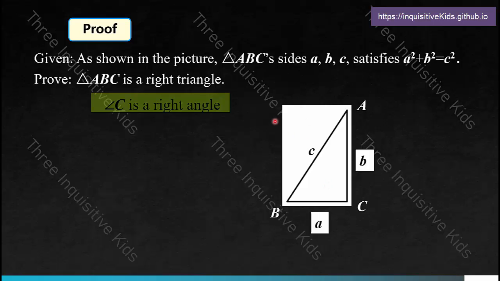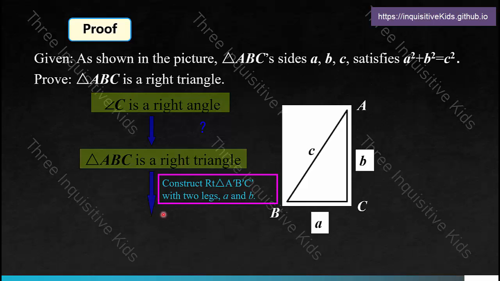All right, let's look at this. So, is angle C a right angle? We don't know. Well, we don't know if this is true, but if it is true, we know that triangle ABC is a right triangle. So we can first construct right triangle A'B'C' with two legs a and b, and we can construct it so that triangle ABC is congruent to triangle A'B'C'.